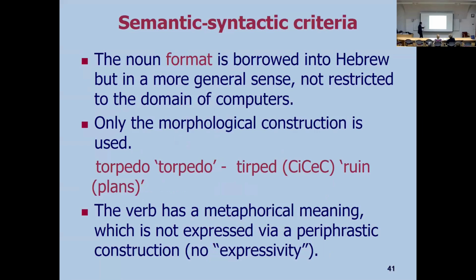Similarly, we have the word torpedo. So we have the verb tirped, again in the PL pattern. And you can see here the price that we pay is that we drop one of the vowels. Sometimes it happens. But this verb has, again, a specific metaphorical meaning which means to ruin somebody's plans or to put an obstacle. It's not about torpedo specifically. So the meaning has become to some extent frozen. So as I like to tell my students, when it's frozen, let it go, like the movie, like the song. So the verb has a metaphorical meaning which is not expressed via periphrastic construction, so there is no expressivity, because the meaning is specific to this sense.